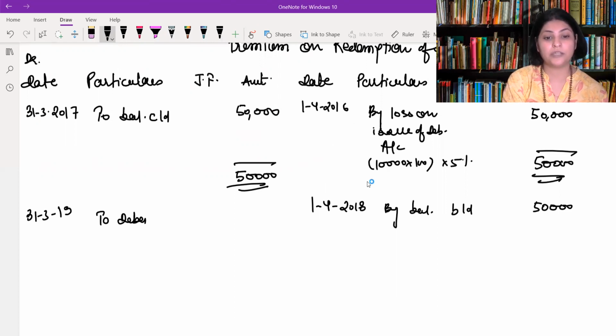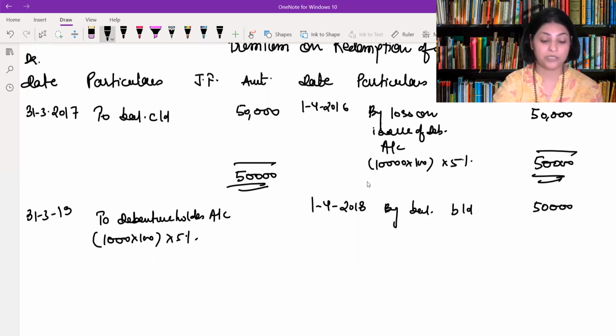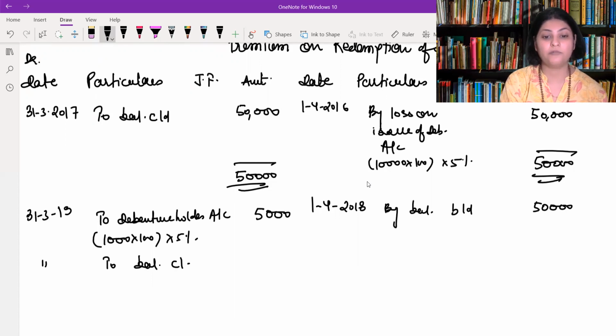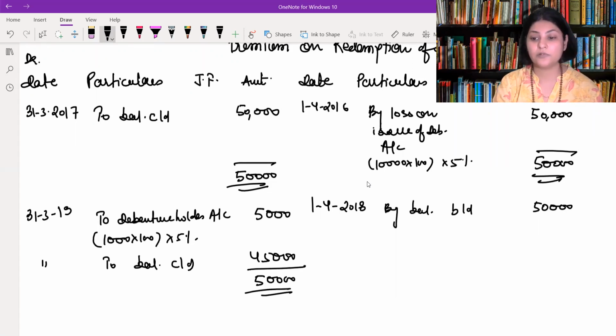So here you are going to write down debenture holders account, and the amount will be 1,000 debentures of rupees 100 each multiplied by 5%. So how much are you going to pay the debenture holder? You are going to redeem the debentures of 1 lakh rupees and you are paying 5% of this as premium. So 5,000 rupees is paid to the debenture holder and the remaining is still a liability. So over here, I'm going to write balance carried down. The remaining 45,000 is still my liability, which has to be paid to the debenture holders in the coming year. So 50,000, like this, I'm closing my account.